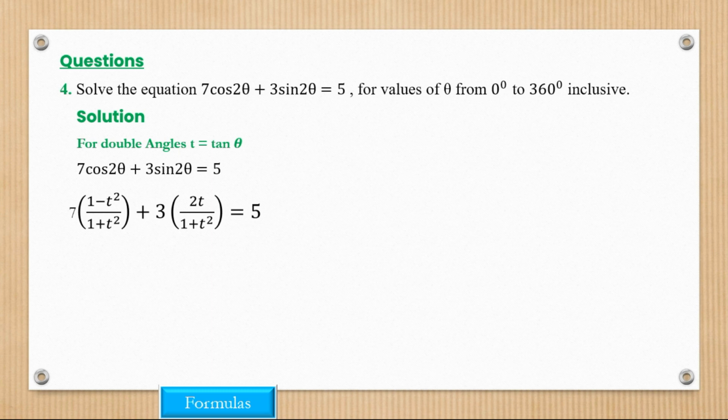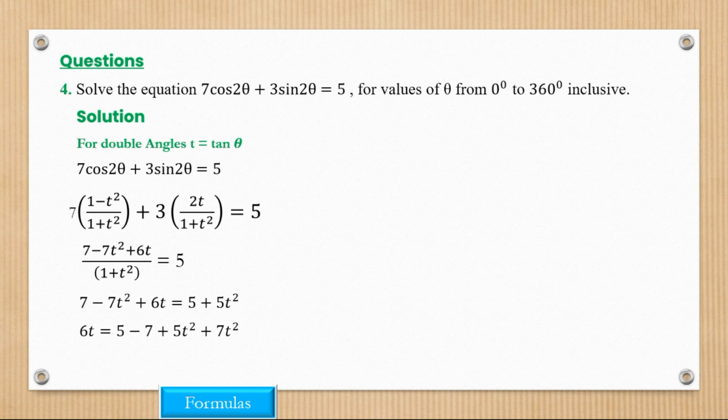So simplifying that by opening the brackets and finding the LCM, we have that. Then we cross multiply, and we have that value. After that, we collect like terms. Collecting like terms, we have 5t + 7t, which is 12t. Then we also have 5 - 7, which is -2. We end up with something like that at the very end. Next, we simplify this by dividing everything by 2, and then we end up with this quadratic equation.